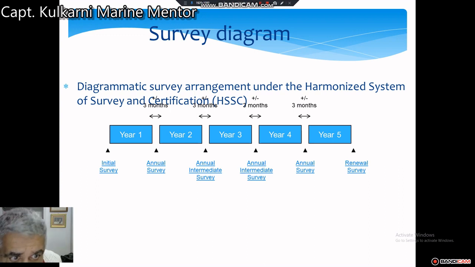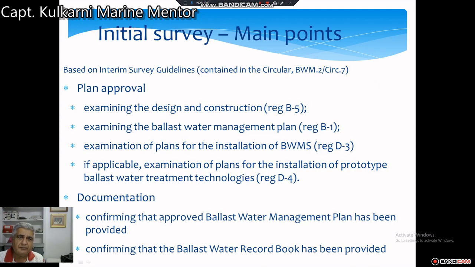Now let us talk about the survey system which is being carried out. This survey is as per the harmonized system. You get a certificate which is valid for 5 years. You have the initial survey, annual and intermediate survey, annual survey and renewal survey. This has a window of plus minus 3 months, similar to all other surveys. So this is the survey. We don't have much difference in the survey diagram.